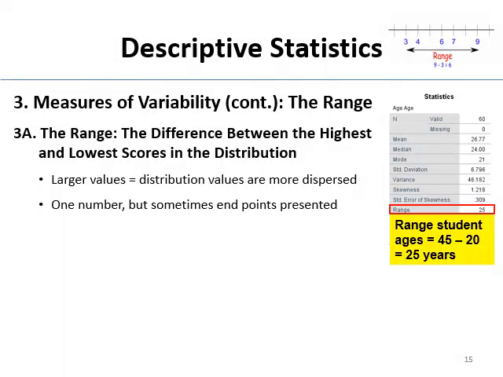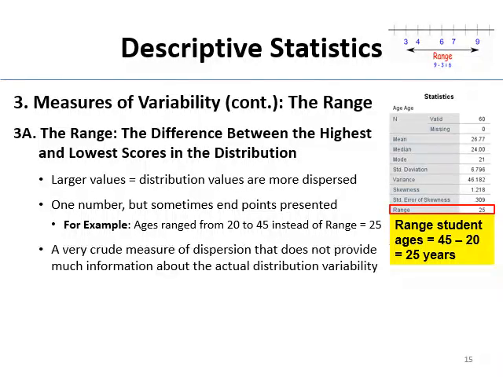It is one number, but sometimes, particularly in the media, they'll give the endpoints, ages range from 20 to 45, rather than doing the subtraction. That's fine, instead of just giving the one number. It is a very crude measure of dispersion, and it doesn't provide a whole lot of information about how spread out the scores really are. You can add just one crazy high score and it changes the range a lot.